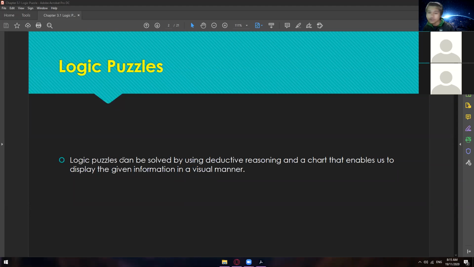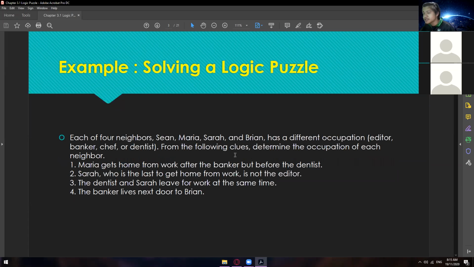Okay? And then mostly in logic puzzle, okay, we use deductive reasoning to solve it. And then gumagamit tayo ng chart. Okay? So, depende sa'yo kung anong chart yung gagamitin mo. Pero dito, pwedeng table chart, okay, para ma-display mo yung mga given information. Alright? So, yun lang naman ang about sa logic puzzle. And ito na yung example, okay, kung ano ba talaga yung logic puzzle.